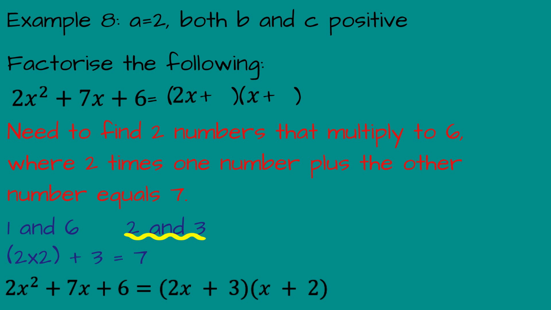Can you see that we need to put the number 2 in the bracket opposite the 2x term, and the number 3 in the bracket opposite the x term? This ensures that we get 2 times 2x plus 3 times x, which gives 7x when we multiply out the brackets.